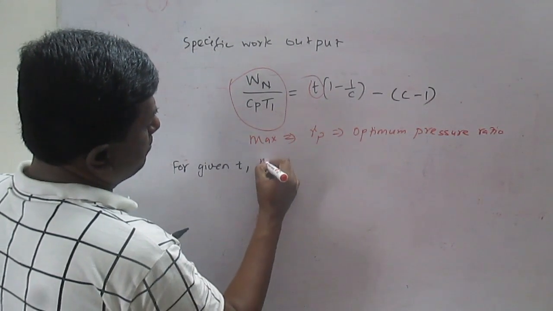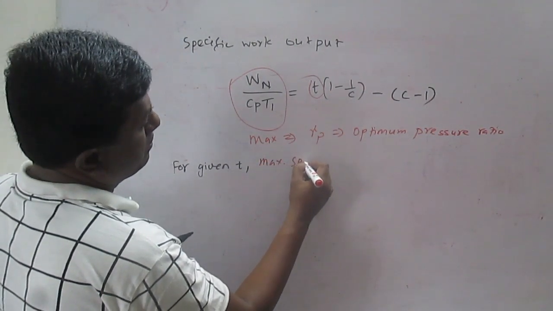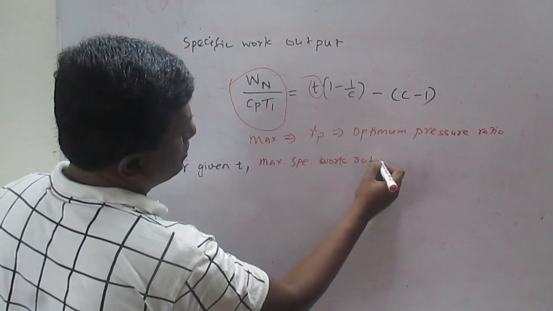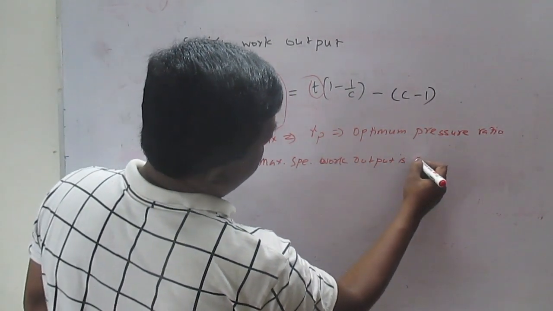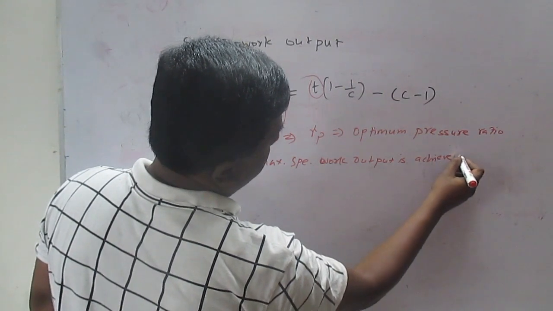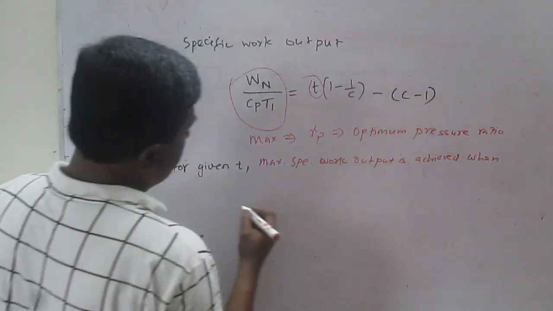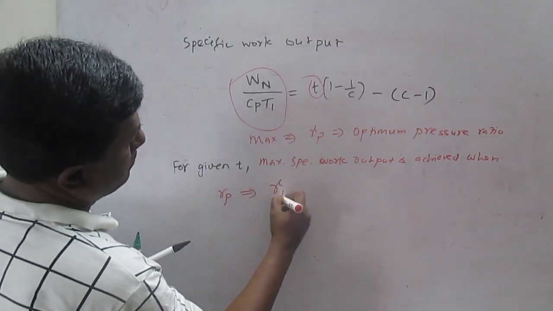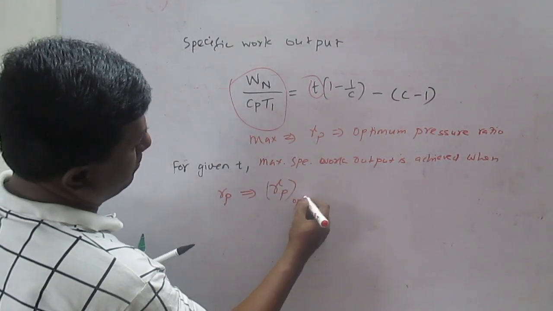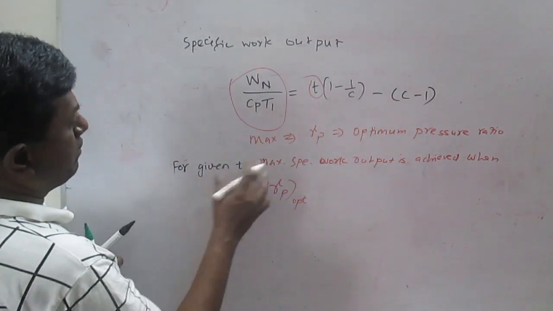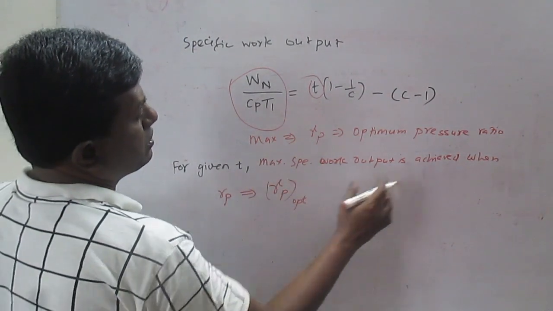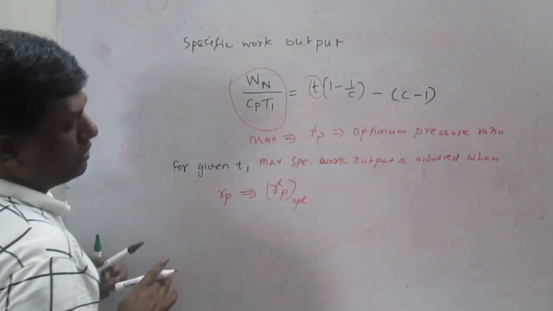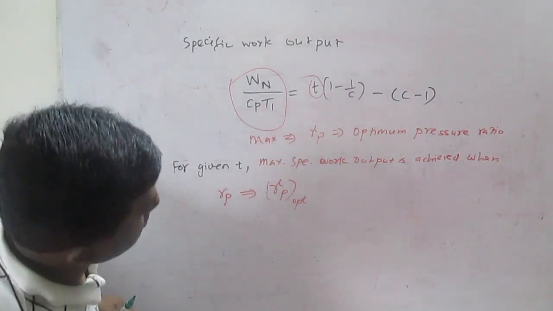The maximum specific work output is achieved when the pressure ratio RP becomes RP optimum, that is the idea. So for a given T, maximum work output is achieved when RP equals RP optimum. So how do we find the optimum pressure ratio? That is the next thing.